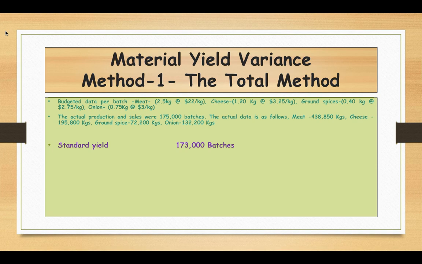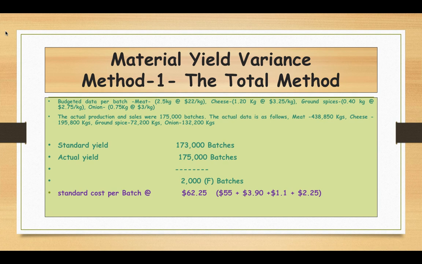But we have inputted 839,050 kilograms. So 839,050 divided by 4.85, we should have produced 173,000 batches of burgers. But instead, we have actually produced 175,000 batches. So the yield variance is 2,000 batches favorable. But as we know, we need to convert that into money value.